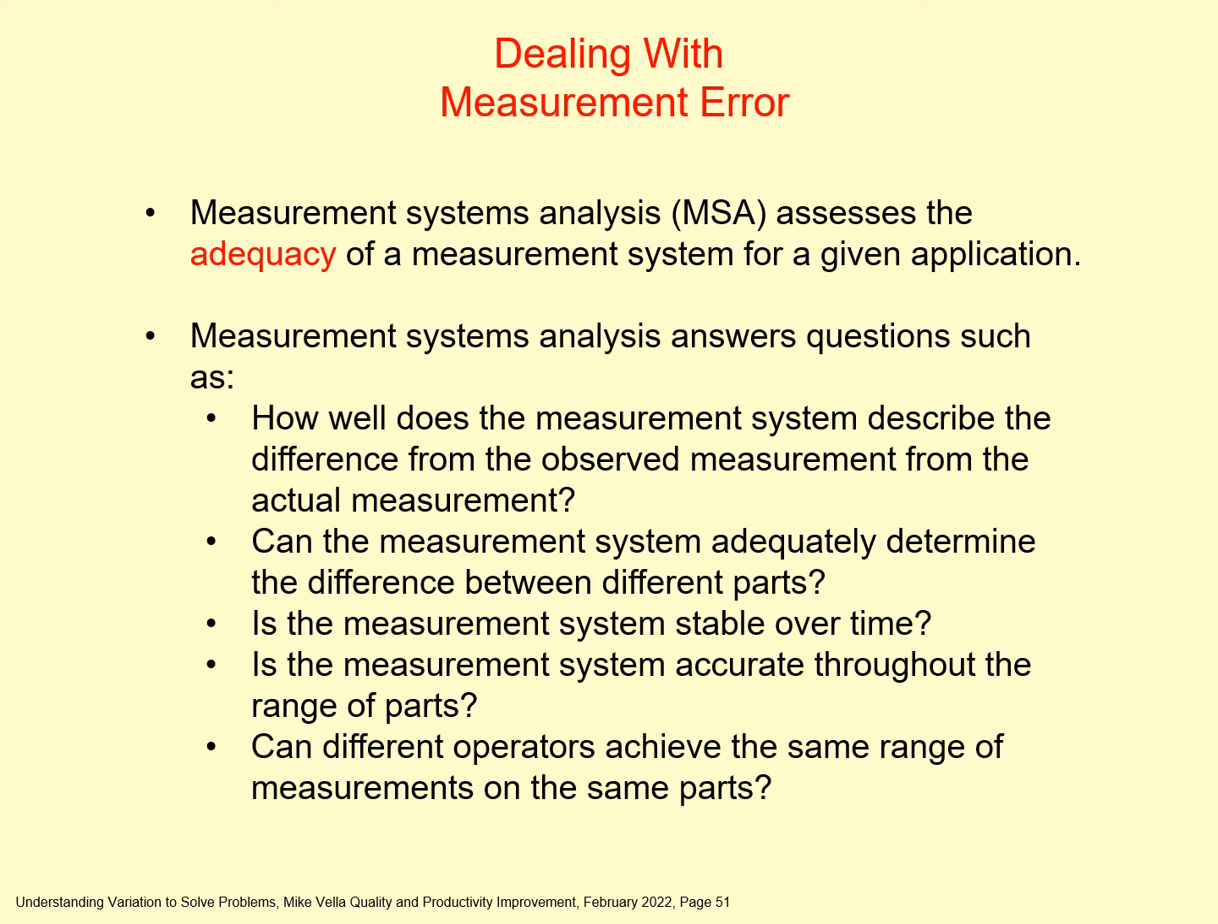Let's go back to the idea of the lathe, for example. If you're cutting parts that have 1 inch in diameter and using a caliper or a micrometer, and you change the setup, and now you're making a diameter of 1.5 inches or 2 inches, can that same gauge adequately measure with very little error both parts, a 1-inch part and a 2-inch part? Does that measurement system stay stable over time, or does it change?